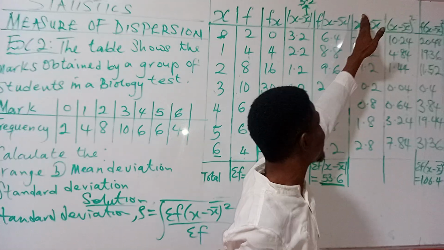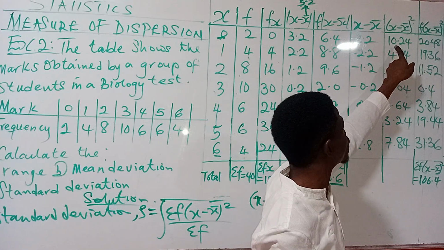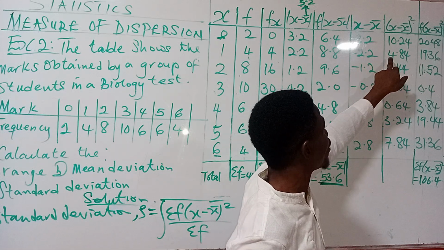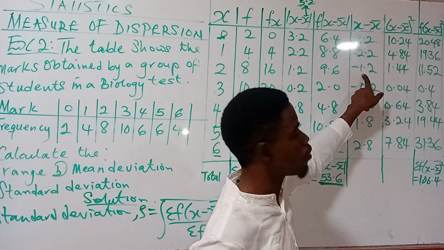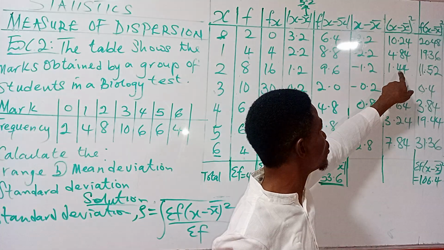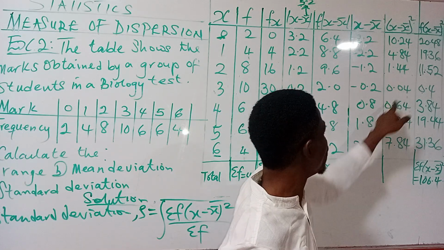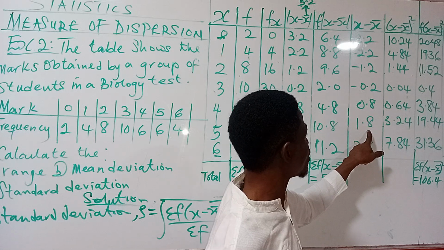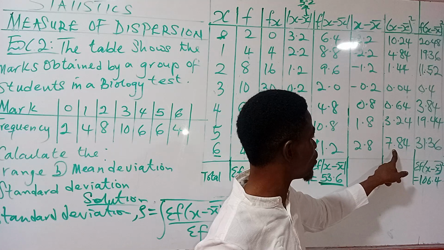So when you square this column, we are going to have 10.24. When you square minus 2.2, we have 4.84. When you square 1.2, you are going to have 1.44. When you square 0.2, you are going to have 0.04. When you square 0.8, you are going to have 0.64. When you square 1.8, you are going to have 3.24. When you square 2.8, you are going to have 7.84.